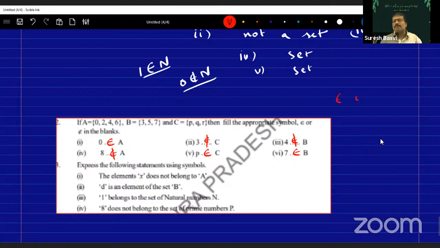In can be pronounced as in or belongs to. This is represented as does not belong to, or does not belong to.